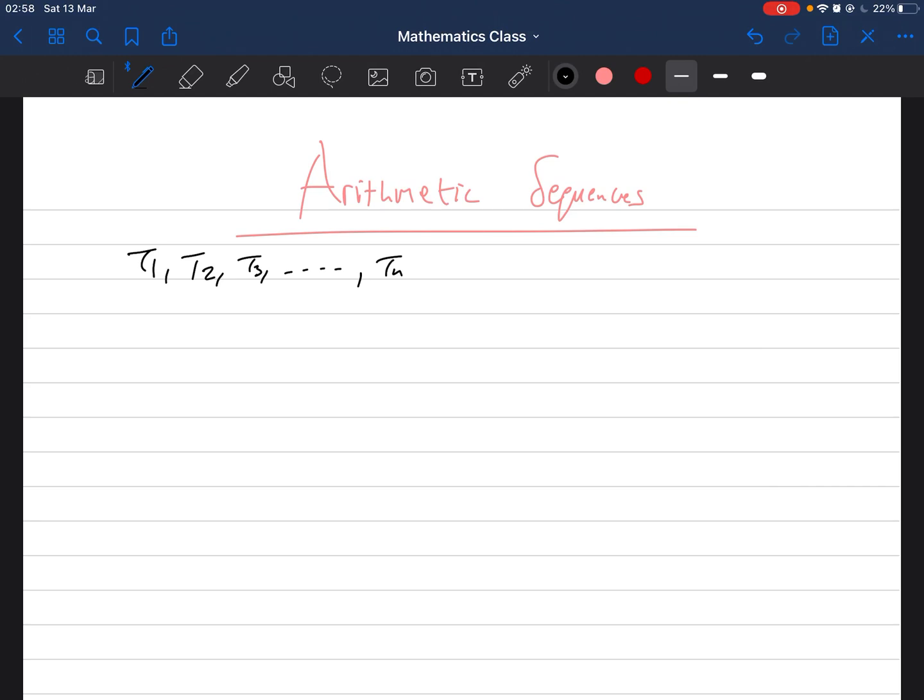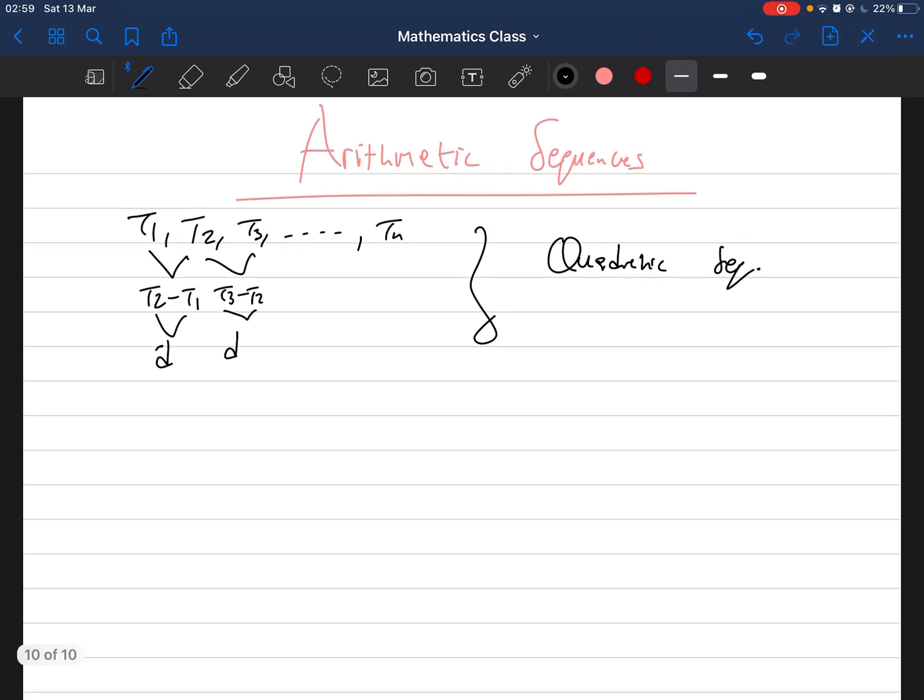So that's your sequence, right? And previously we found that for a quadratic sequence, you have to find the first difference and the second difference, and the second difference will always be the same. Okay, that's what we found. But then with this one, let's just say for notes' sake this is your quadratic sequence. But with arithmetic, you still have the same thing.